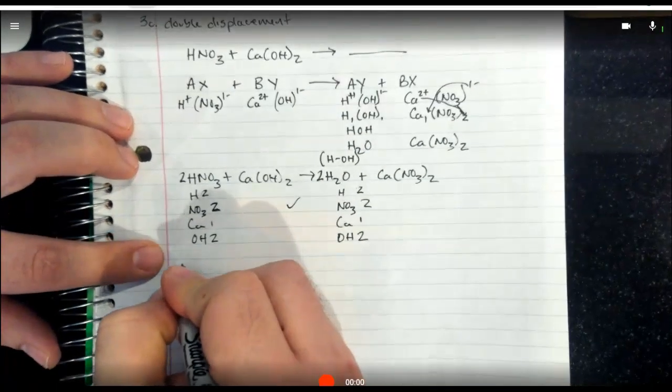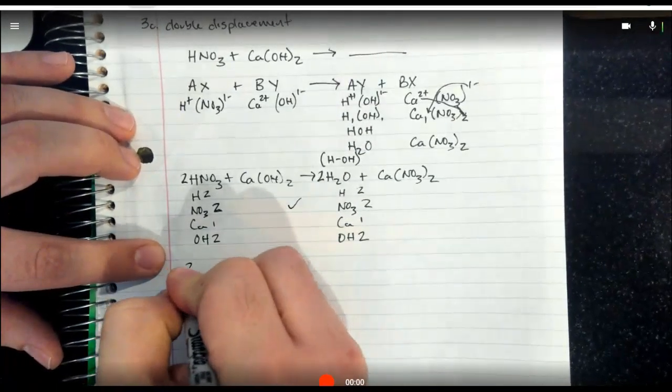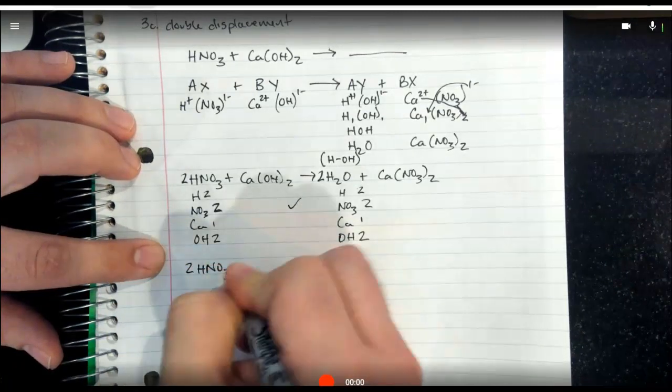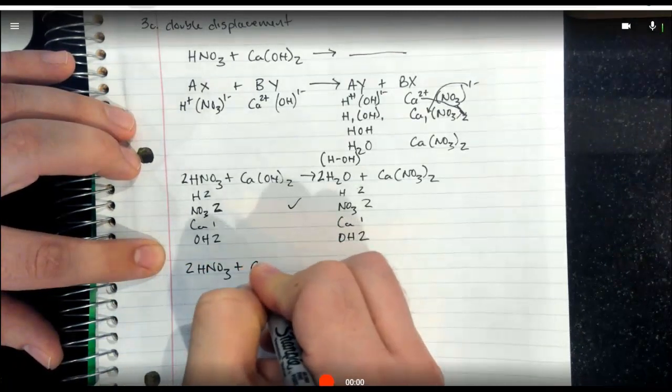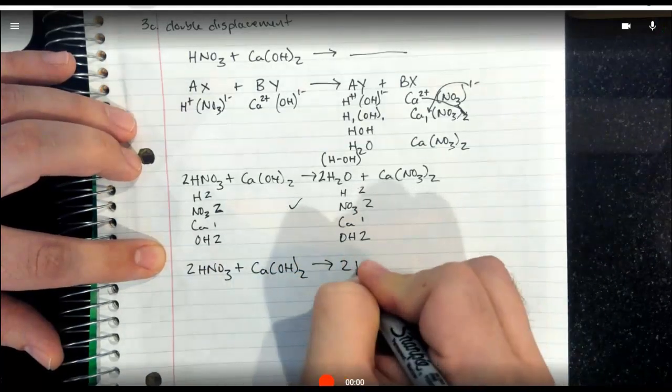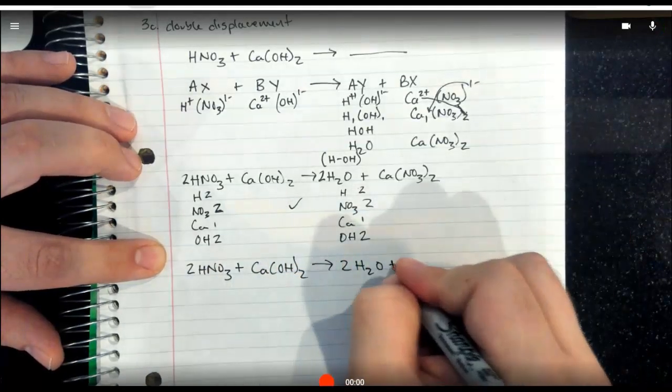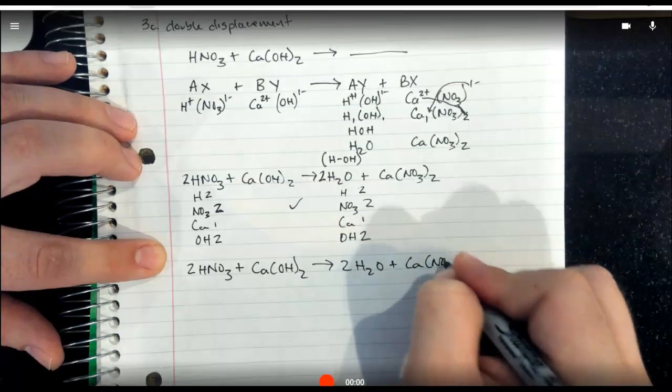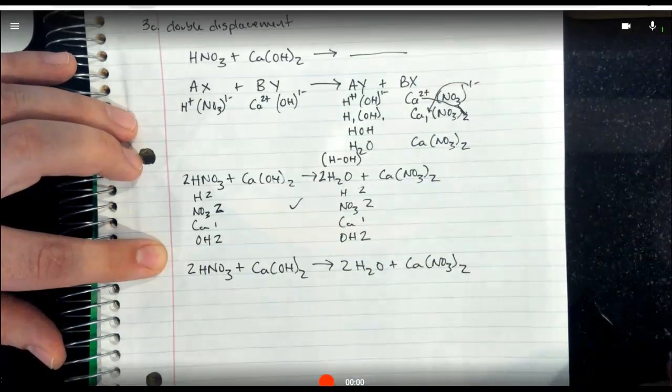So we can rewrite it as 2 moles of nitric acid plus 1 mole of calcium hydroxide react to produce 2 moles of water and 1 mole of calcium nitrate.